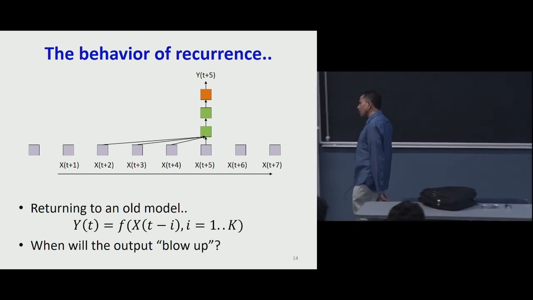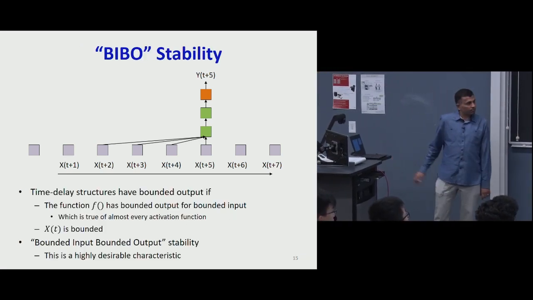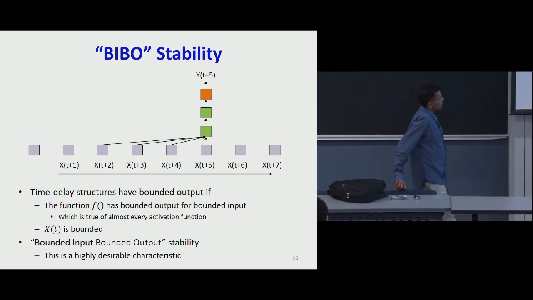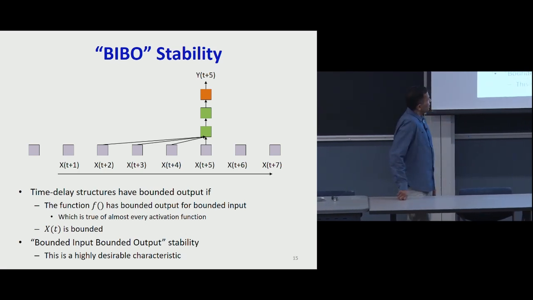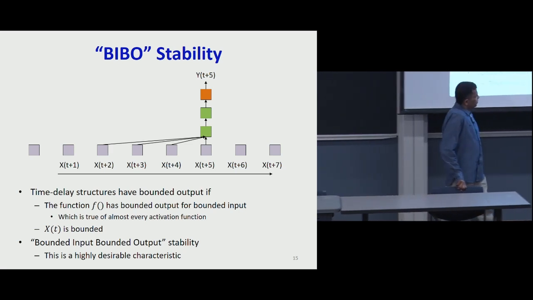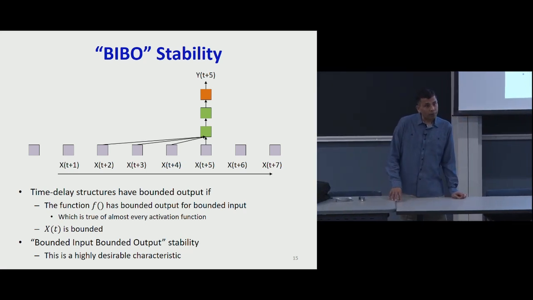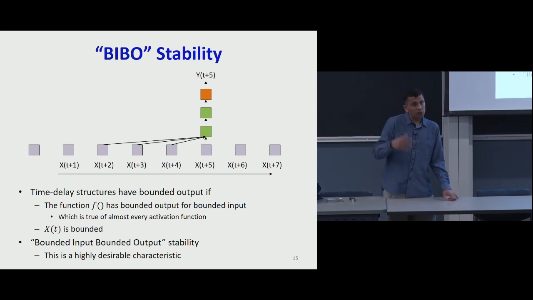Now the system is said to be BIBO stable. Time delay structures have bounded output if the function f, the activation function, has bounded output for bounded input, and if the inputs are bounded, right? So bounded input, bounded output stability is a highly desirable characteristic. You don't want your network to blow up, because as you're continuously processing input, if the output just simply blows up, then that's not very good, right?